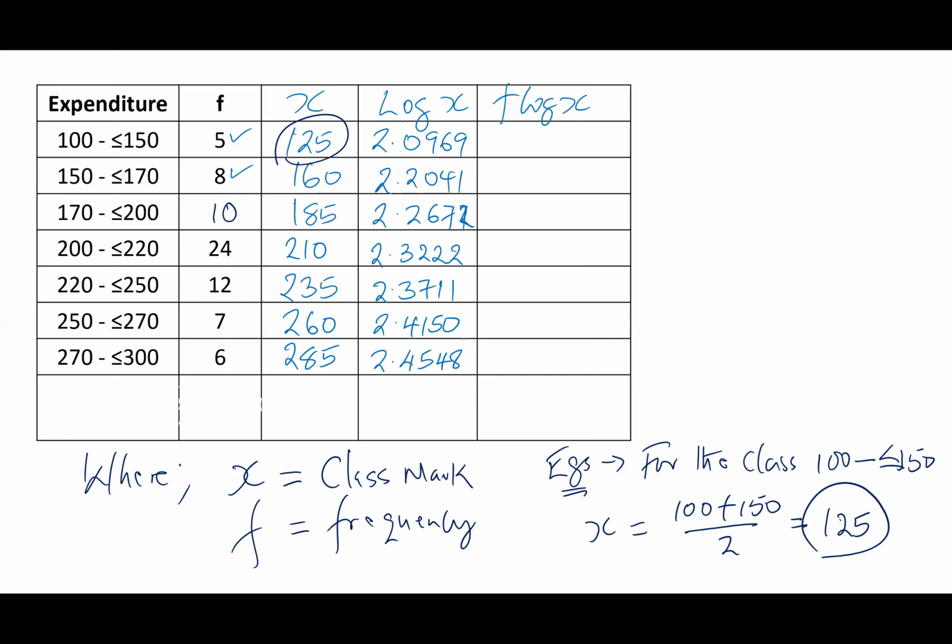We are going to multiply the log of X and the frequency, the 8. So that's the frequency. Log of X times the frequency. This times that. Okay, let us go ahead. The first one.